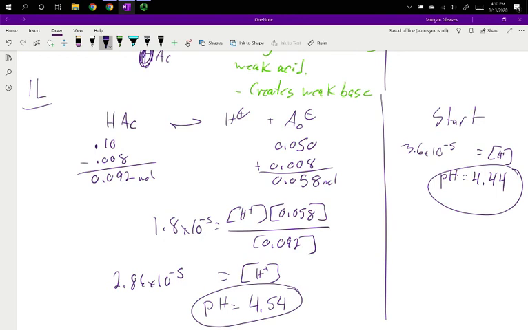So we changed a little bit. We're a little bit higher. Our final pH is a little bit larger. And remember that a larger pH is less acidic. It's more basic. We added some strong base and we got more basic, but not extremely basic.